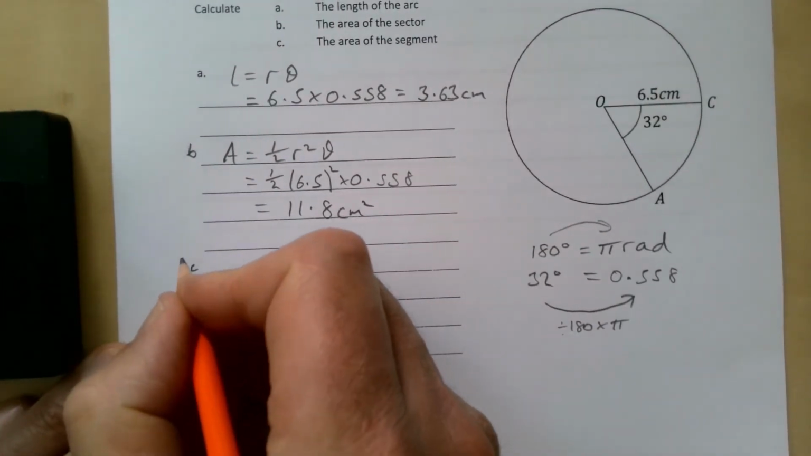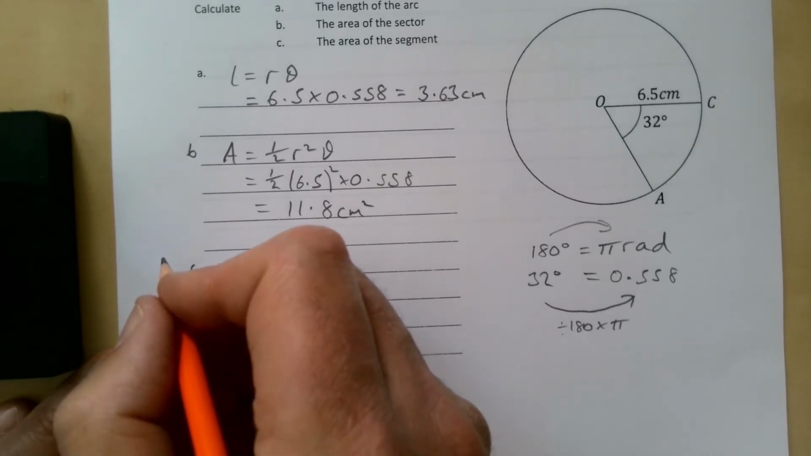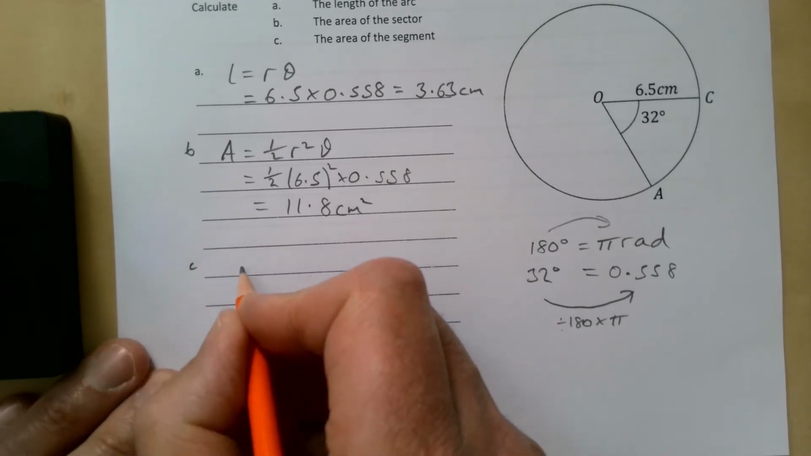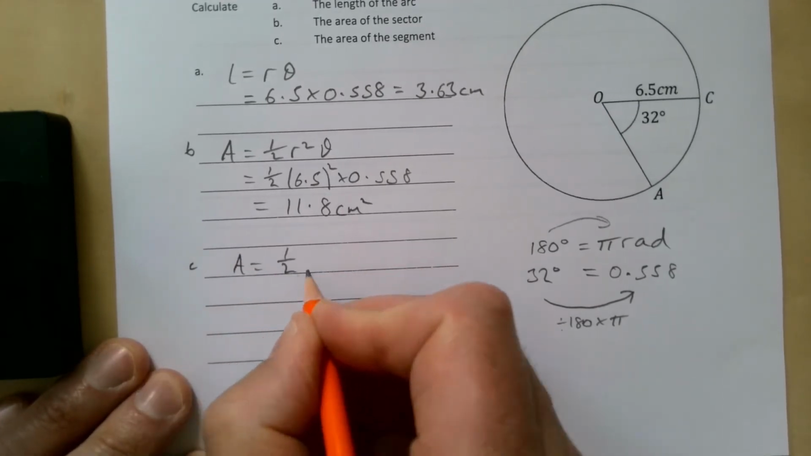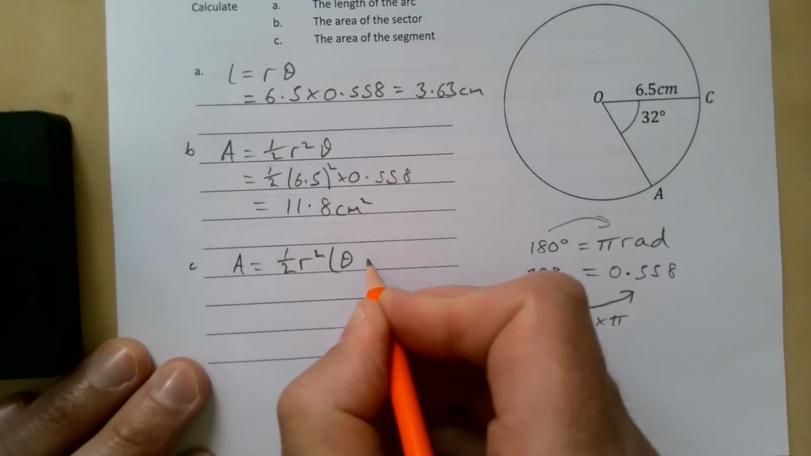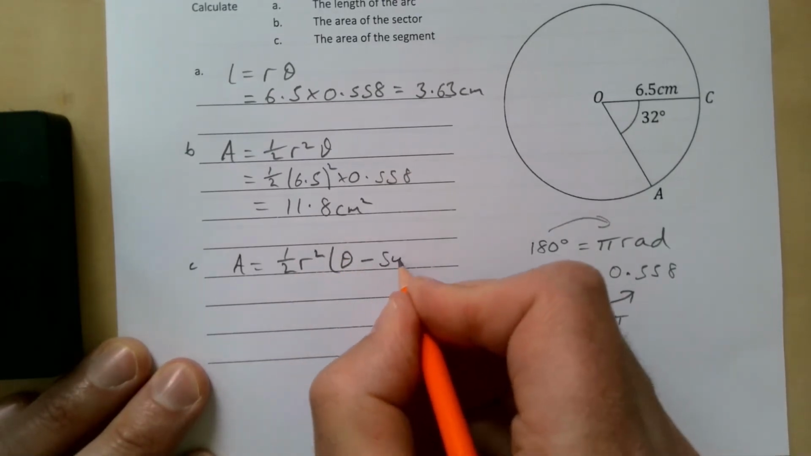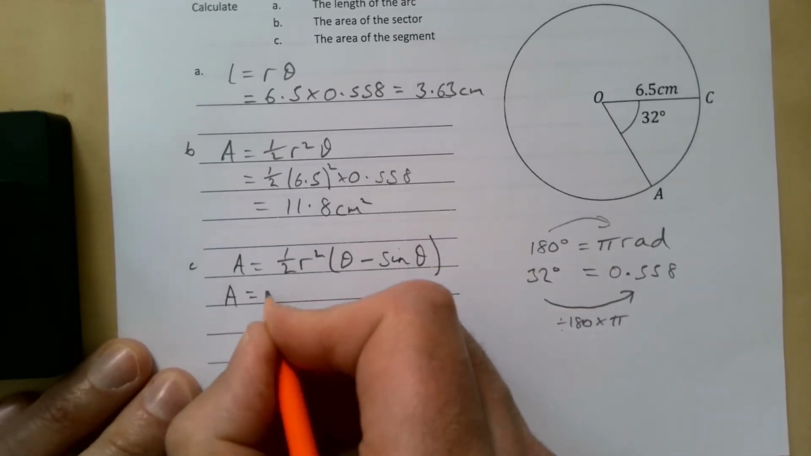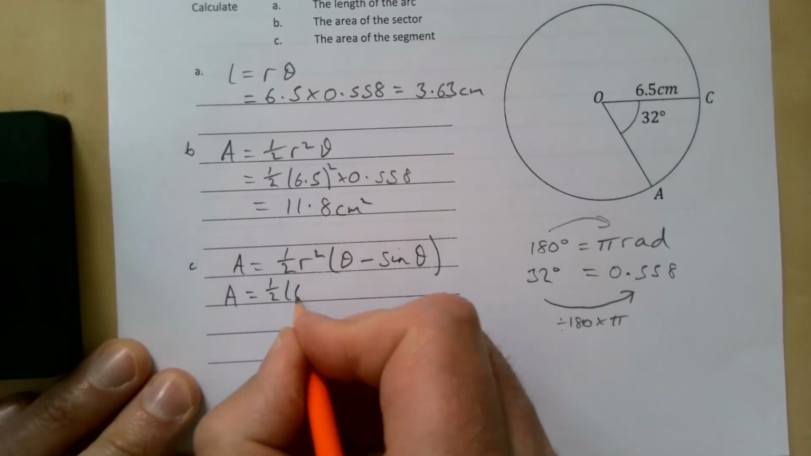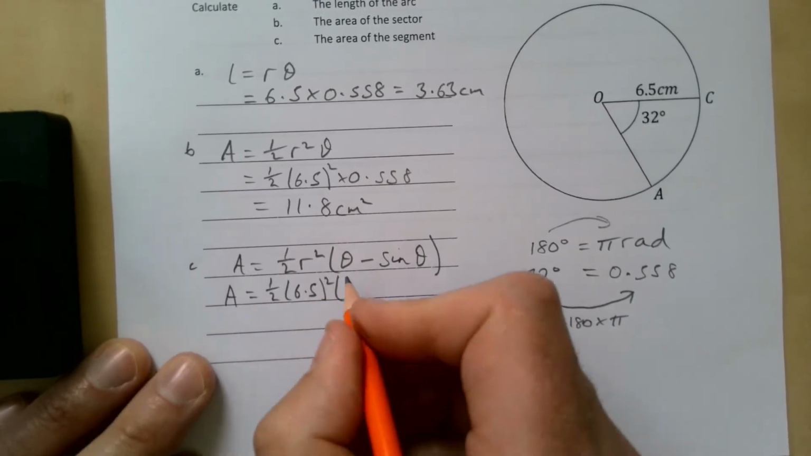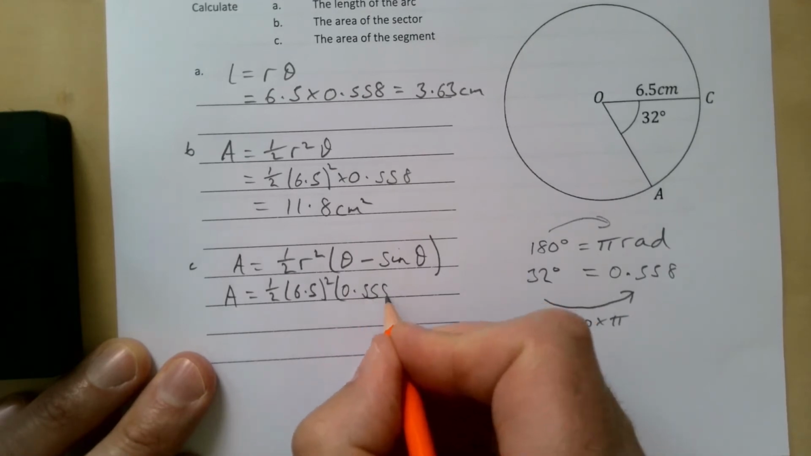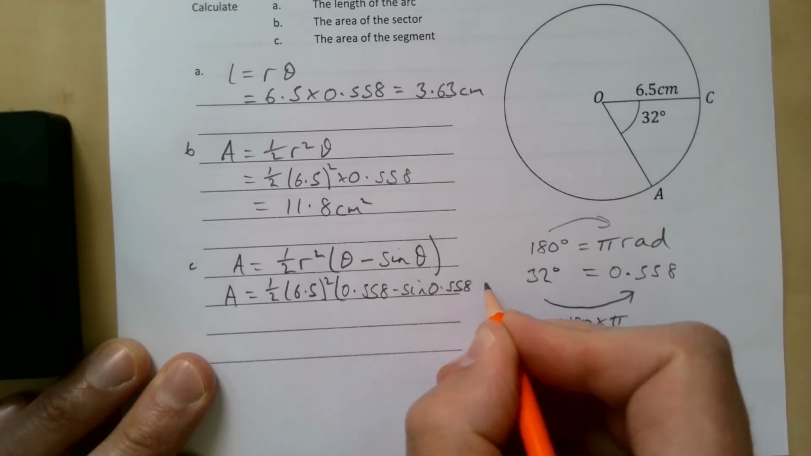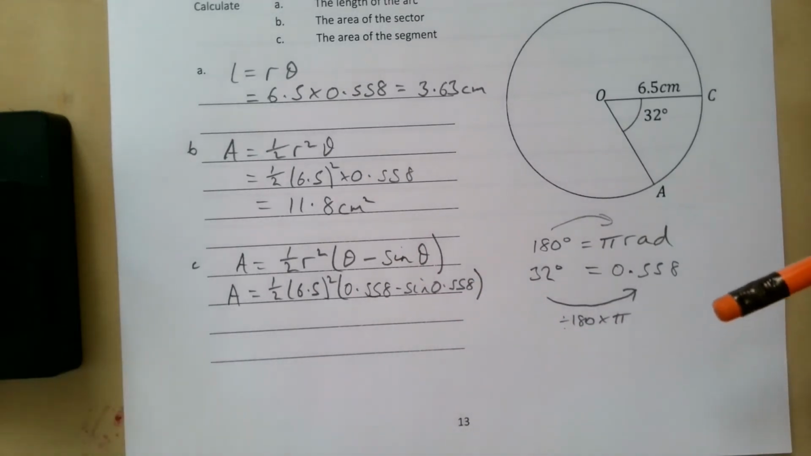Part C, then it asks us for the area of the segment. We looked a little bit at that in the last bit. So the area of our segment is a half r squared upon theta minus sine theta. Area is a half upon 6.5 squared 0.558 minus sine 0.558. Now we need to stop you here so that you know exactly what's going on.